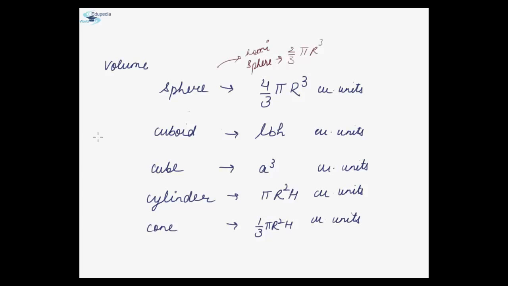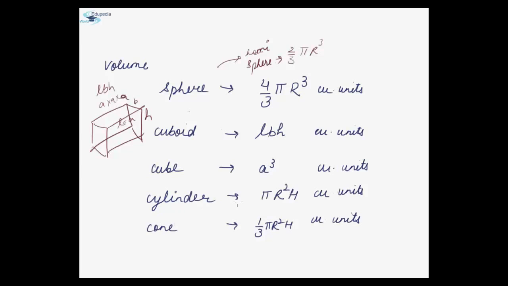Similarly, for cuboid, we have LBH as its volume, where L is the length, B is breadth, and H is height. Friends, a cube is a cuboid with all these L, B and H as equal. So if L is equal to A, then it will be LBH, that is A into A into A, as the volume of cube. So it will be A cube cubic units.